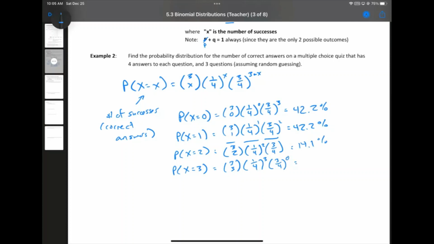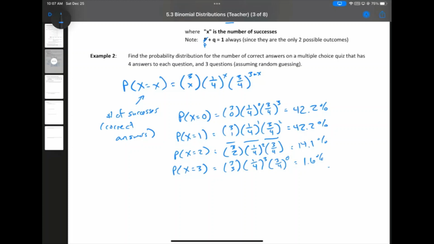Now, just before I go anywhere, if I look at the 3 probabilities that I've already worked out, the first two sum to 84.4, and with the third 98.5. I'm assuming this is going to be around 1.5%, but let's see if that's actually the case. Okay, so 3 choose 3 is 1. 1/4 cubed. And then 3/4 to the 0 is 1 as well, so it does nothing. And that rounds off to 1.6%.